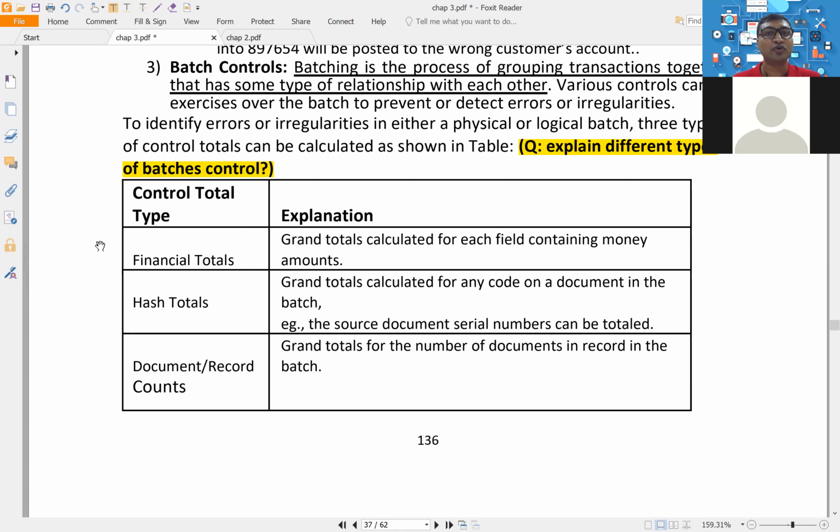Because the person who is going to commit the fraud will try to compensate either in the financial total or in the document count. He will never think that we have also totaled this unusual field. That is what hash total is. Now here I will also suggest, guys, they can frame case study based MCQs on these concepts, asking which control you will use in such a situation. So here also write down MCQ.